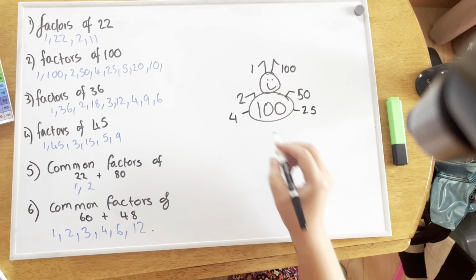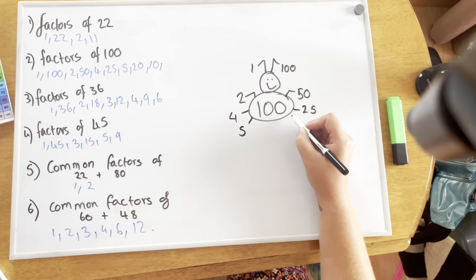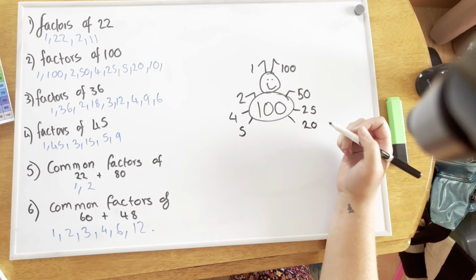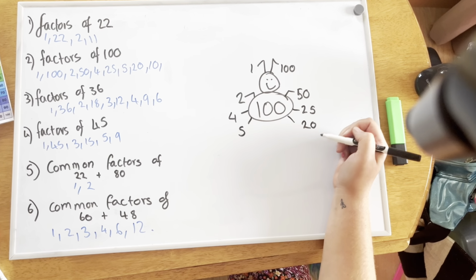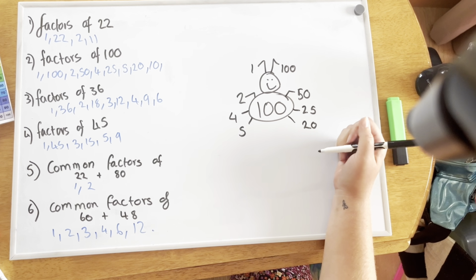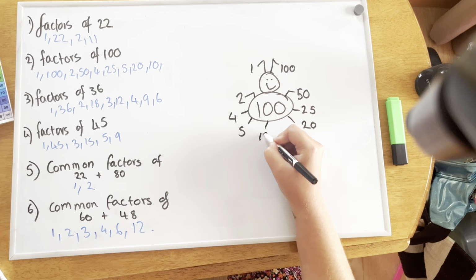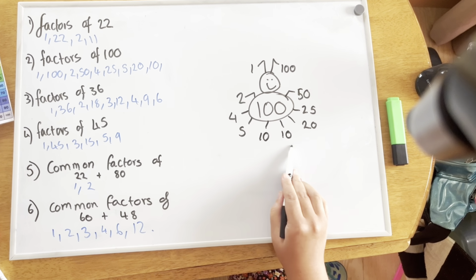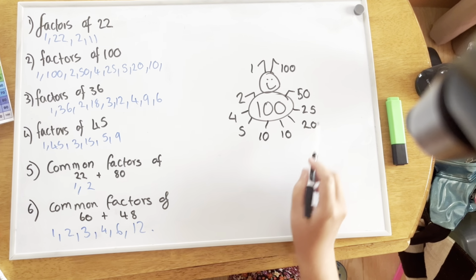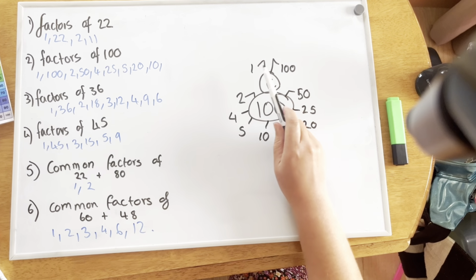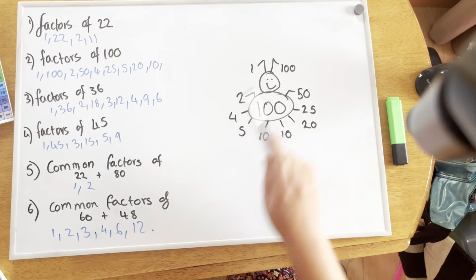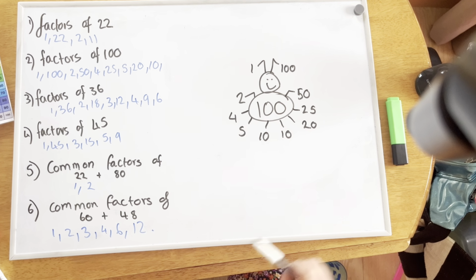Then what can we do? 5, yep. 5 times 20 makes 100. 6, no. 7, no. 8, no. 9, no. 10, yes. 10 times 10 makes 100. We know we've got the same number, so we found all of our factors. So our factors are 1, 2, 4, 5, 10, 20, 25, 50 and 100.